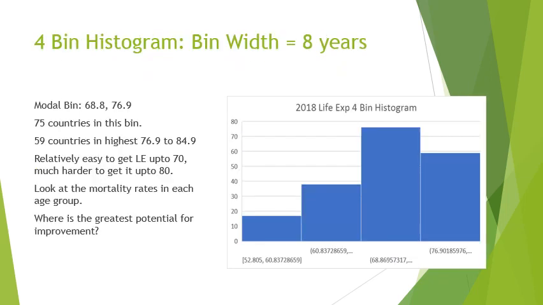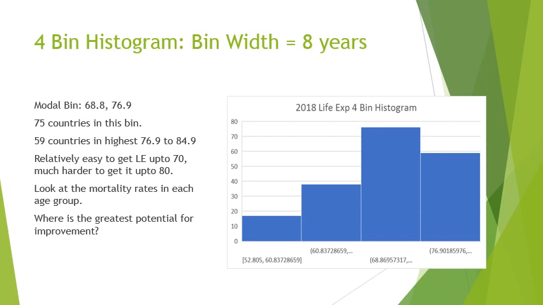The 4-bin histogram divides up the countries into 4 categories, and this time we see that the modal bin, the one with the highest number of countries, goes from 68.8 to 76.9. There are 75 countries in this bin. The next highest category is the highest range from 77 to 85. This has 59 countries, which is still quite a lot.